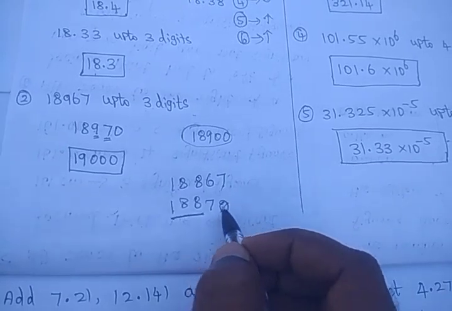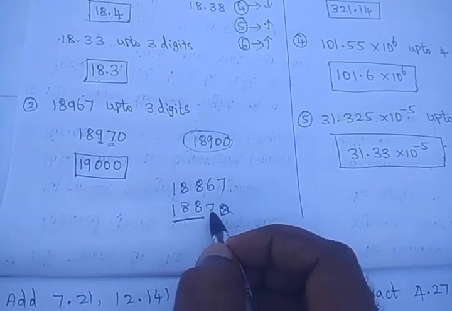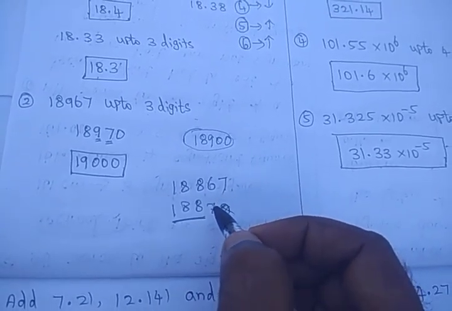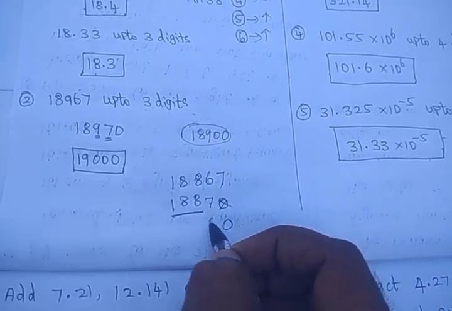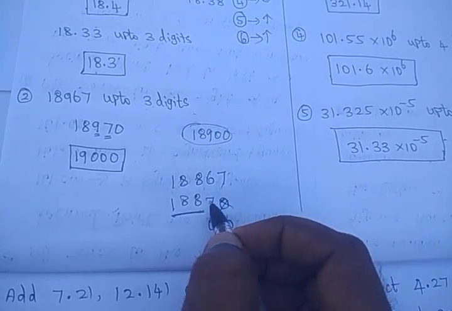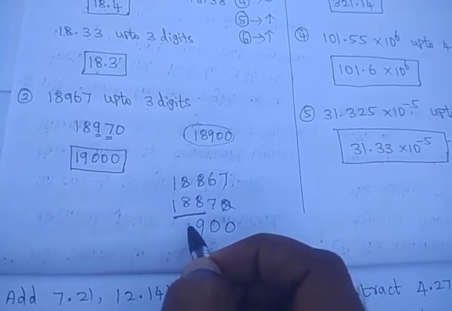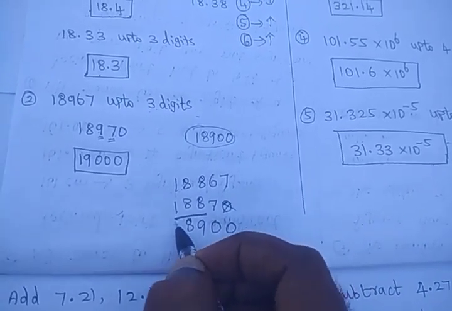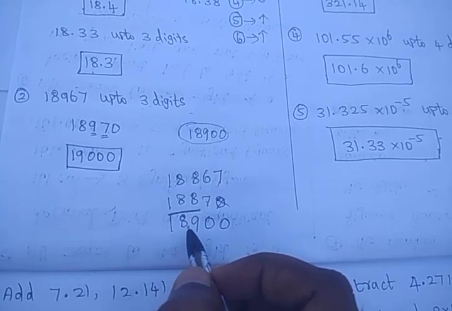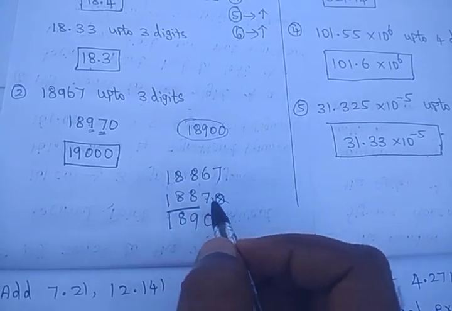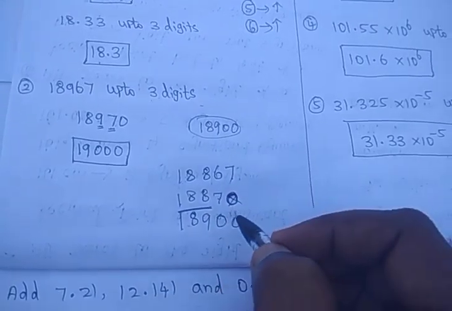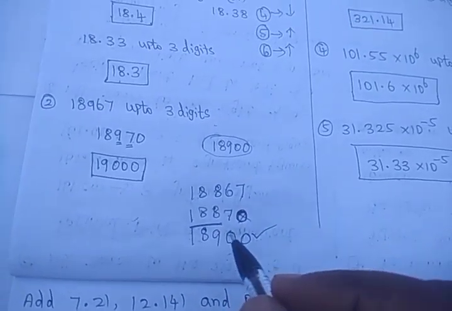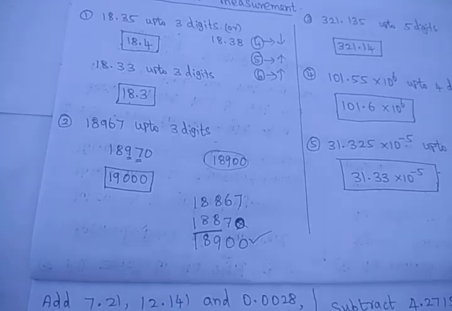So we will remove that. What is the last digit? Greater than 5. We have to increase one number. So what will happen? 0. Here 0. Then one number increases, which means 9. That is 8, 1. So it is 18,900. Yes, 18,870 is approximately equal to 18,900. This is the correct answer. So understand the question clearly, and the concept clearly.